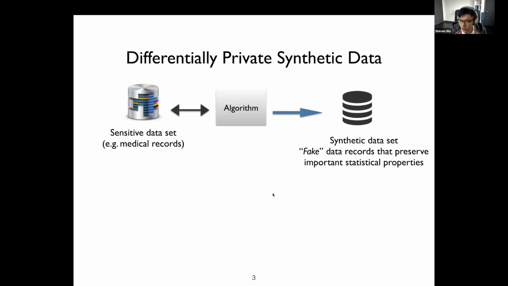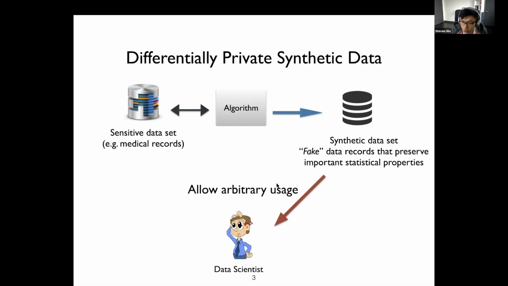We'll get into what sort of statistical properties you might care about in a bit. But the advantage here is that because the synthetic data set is already differentially private, you can safely just release the entire data set out to the world and also allow data scientists or social scientists to interact with it arbitrarily without further privacy concerns. So you essentially put very little limitations on what the data scientists can do and how they might interpret these sort of results.